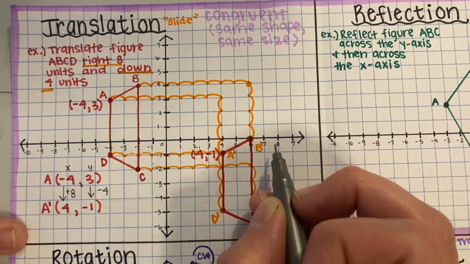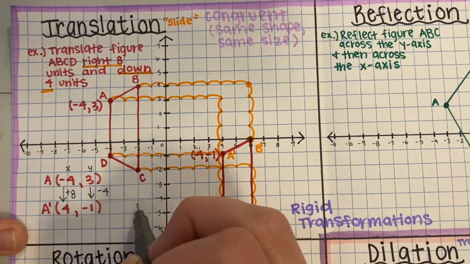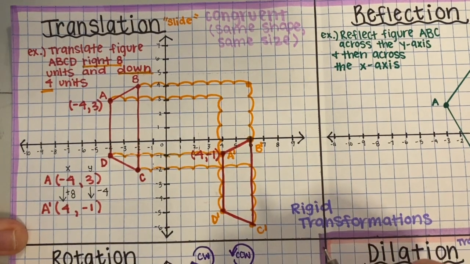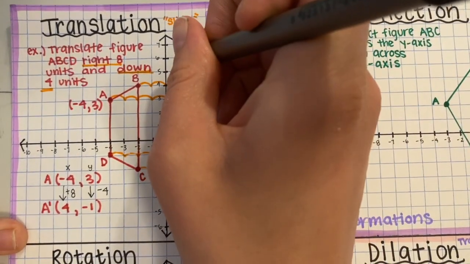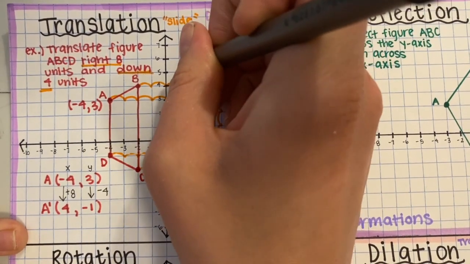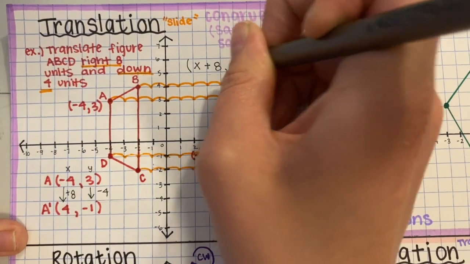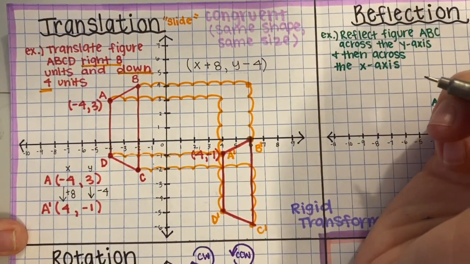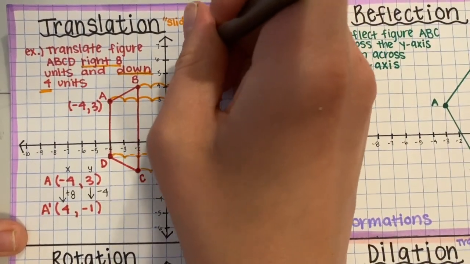Where we're moving down 4, so my y value decreases by 4. That's how we look at this algebraically. So if I were to say the transformation x plus 8, and then our y minus 4, we know that this is representing a translation.